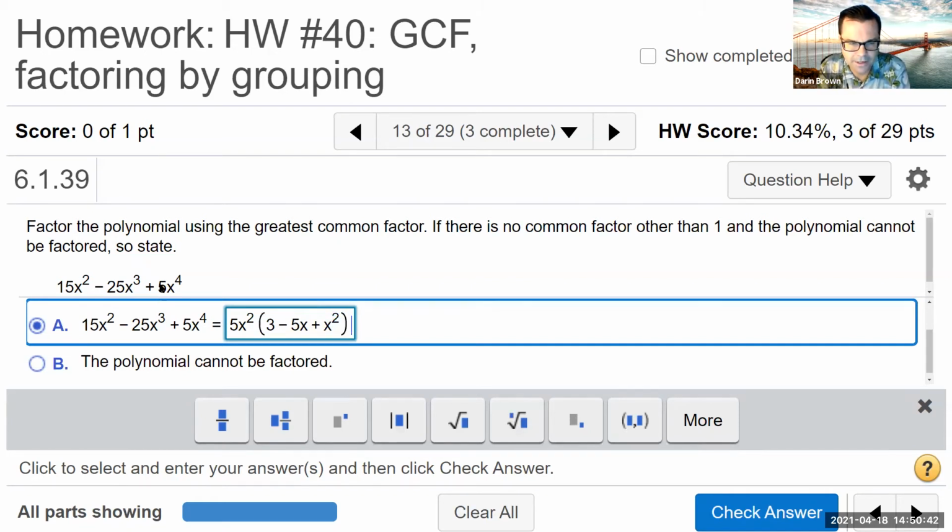Now, normally you would write this the other way around. You would write these in descending order. So you'd rearrange the terms and write it as 5x to the fourth minus 25x cubed plus 15x squared. So in this case, you would get 5x squared times x squared minus 5x plus 3. Okay, no big deal. The software is not going to mark you wrong, and generally I wouldn't. But it would be normal to write it the second way.